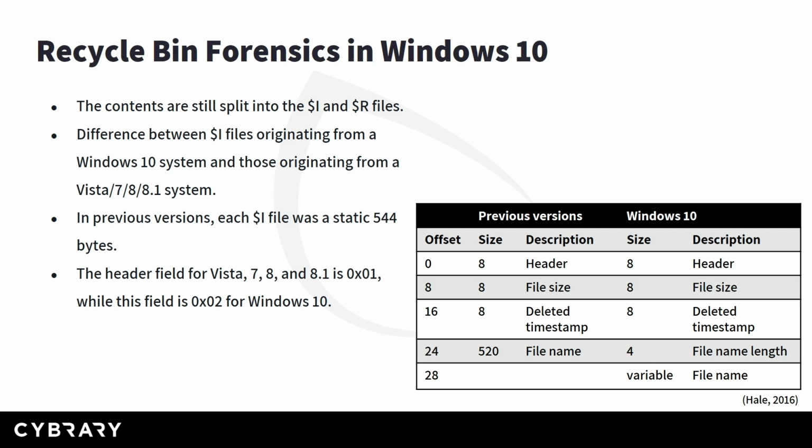This will typically result in $I files from Windows 10 systems being smaller than in prior versions, since the $I file is only as large as it needs to be. In previous versions, each $I file was a static 544 bytes. While non-structural, another change can be found in the header version fields. The header field for Vista, 7, 8, and 8.1 is hexadecimal 01, while this field is hexadecimal 02 for Windows 10. This makes it very easy to distinguish between the two versions when parsing.